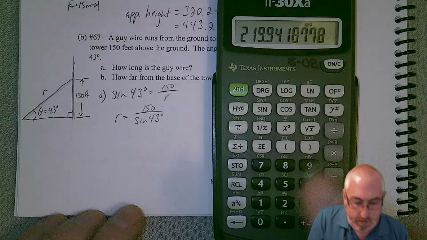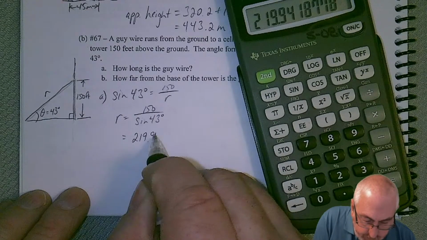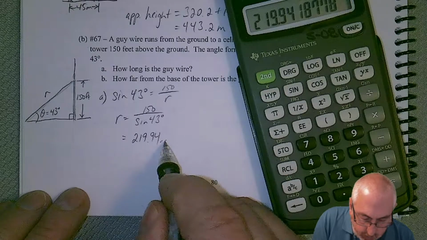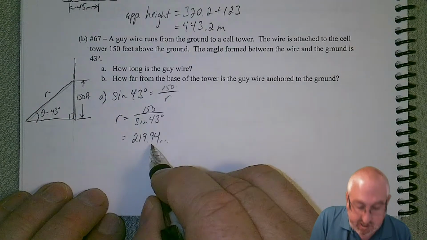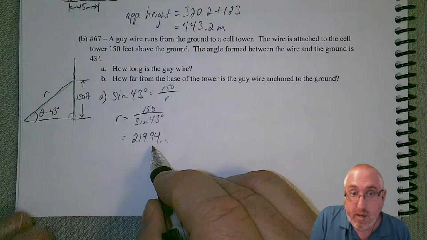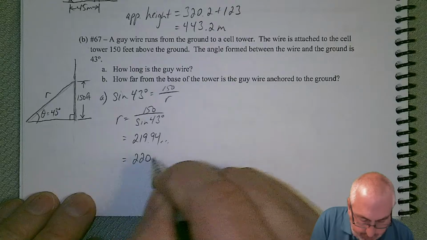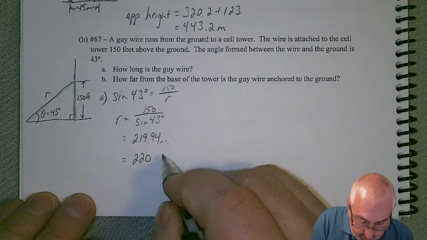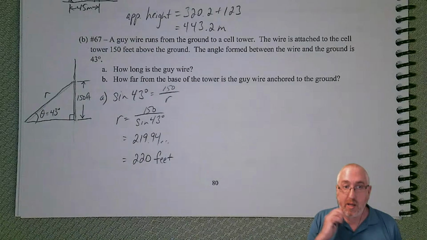219.94 and so on. And if we round that to one decimal place, well, we can see it does round up to 220. So let's go with it. So 220, and don't forget your units, 220 feet.